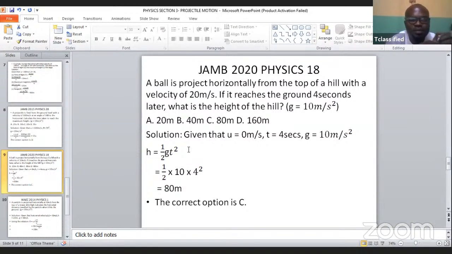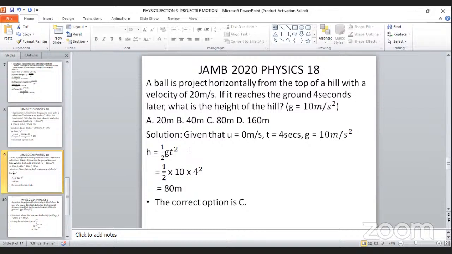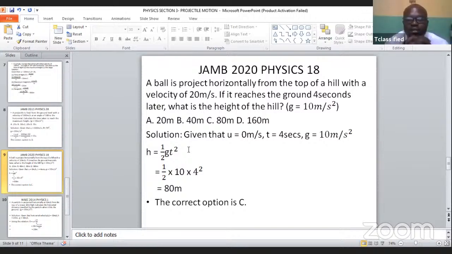A ball is projected horizontally from the top of a hill with a velocity of 20. If it reaches the ground 4 seconds later, what is the height of the hill? Okay, a ball is projected horizontally from the top of a hill. So that means that the initial velocity is zero. So in this case, if it is a motion under gravity, you can also have the height to be equal to half gt squared, for motion under gravity.